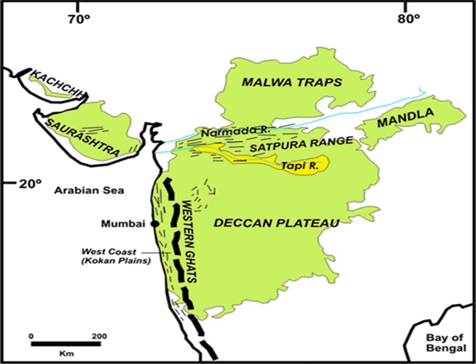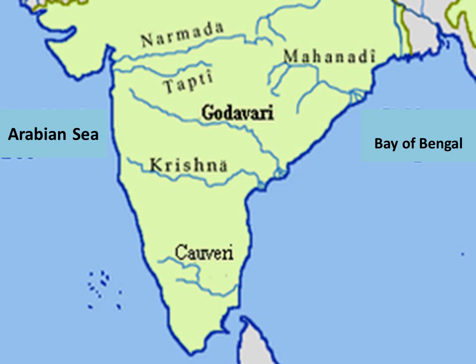In Deccan Plateau, many rivers start in the Western Ghats and empty into the Bay of Bengal. They flow eastwards as the plateau is higher in the west. Two such rivers are Mahanadi and Krishna.